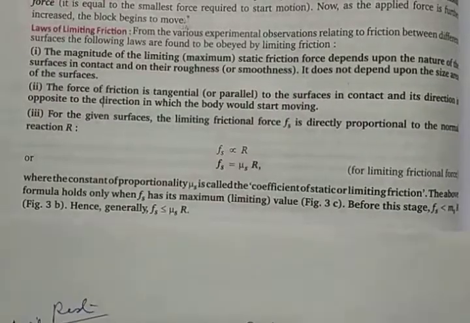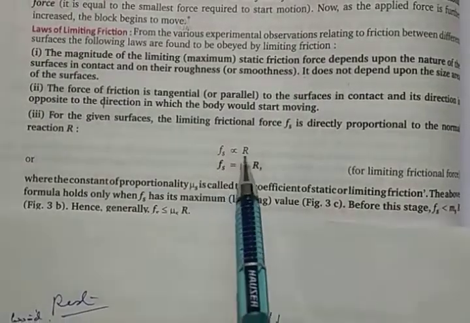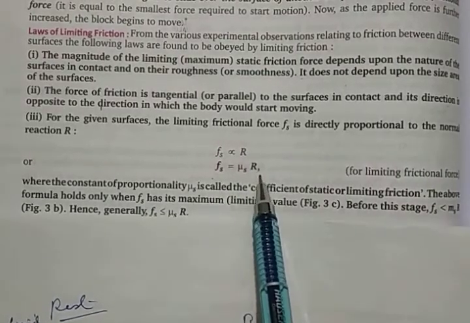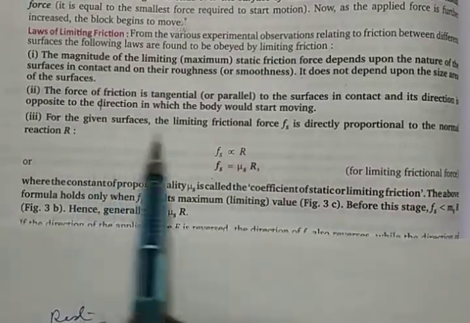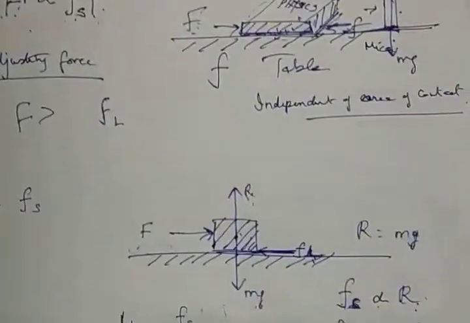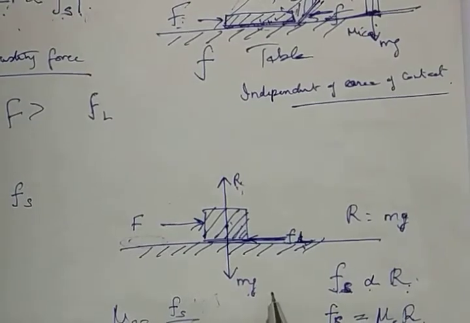Let us read this one. Now look at this one. Fs is directly proportional to capital R, the normal reaction. Fs is equal to mu s times R. In this one, the diagram is missing. The diagram I have already drawn. Please draw the diagram. Please make sure this diagram is there.